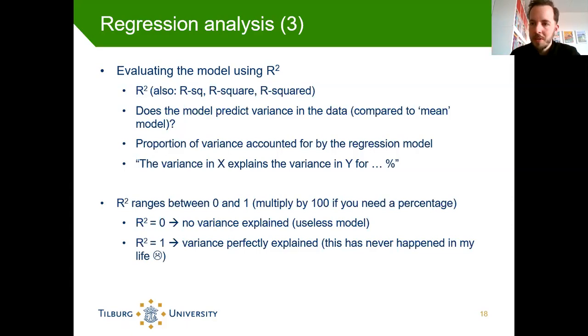But this actually never happens. There's always this error term. In all the analyses that I've done, this has never happened. There's always some noise in the data. Right, that's the R-square value. This is what you will get from SPSS, and this is how you interpret it.